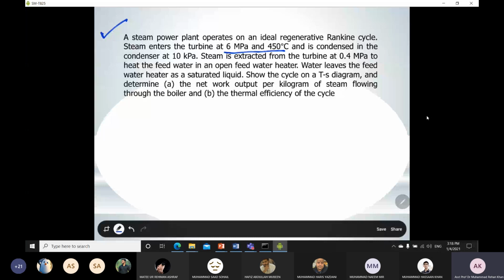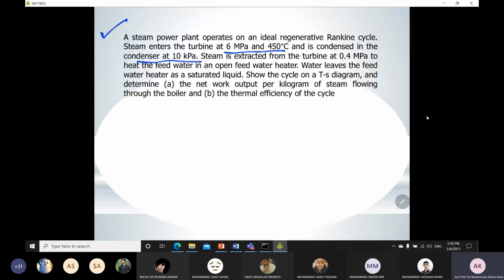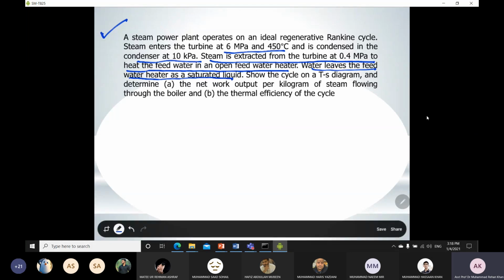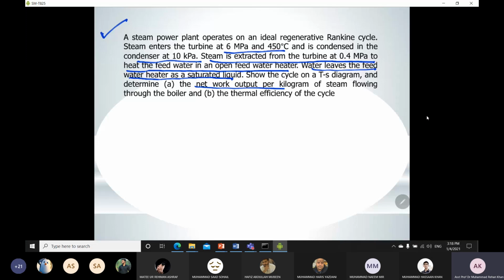Steam is extracted from the turbine at 0.4 megapascal to heat the feed water in an open feed water heater, and the water leaves the feed water heater as a saturated liquid. So in this question it is mentioned that it contains one feed water heater, an open feed water heater, and you have to show the cycle on the TS diagram. You have to find the net work output and the thermal efficiency of the cycle. So it is an easy one because it contains only one feed water heater.